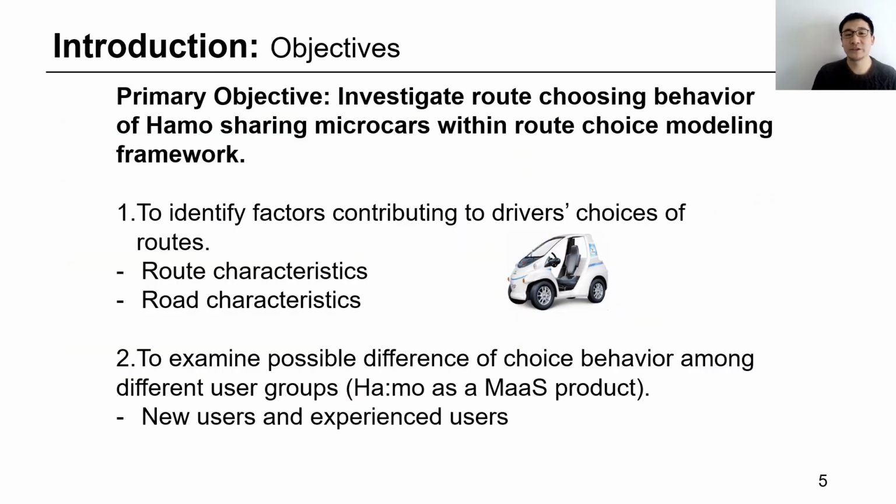The topic of this research is route choice behavior, so I decided to construct a route choice modeling framework to investigate, firstly, what kind of roles or route characteristics have an important impact on Hamo drivers' route choice. And secondly, since Hamo is a transportation service rather than conventional private cars, I thought it would be interesting to find out the possible differences between the new users and experienced users of this mobility service.